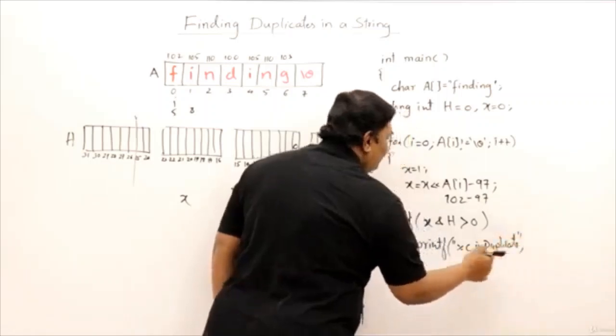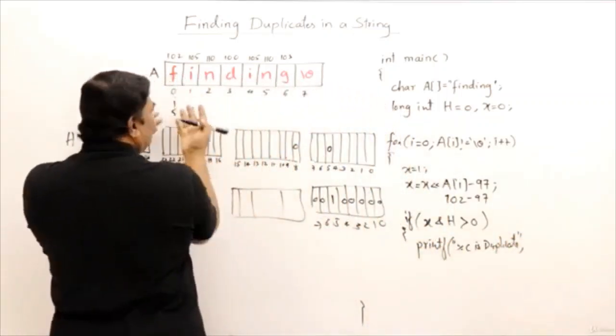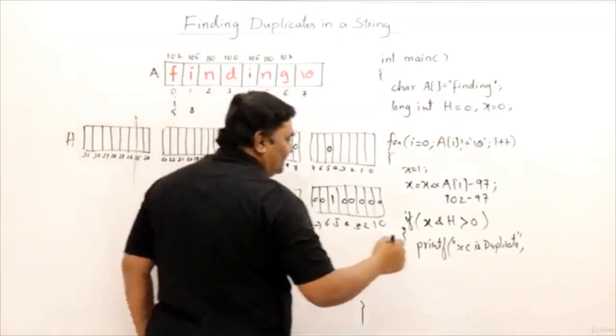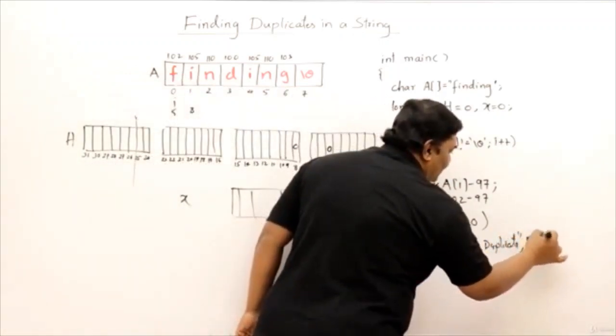So who is duplicate here? That is A of I. For F it is not duplicate. For I and N you will get duplicate. So A of I, whatever I is.